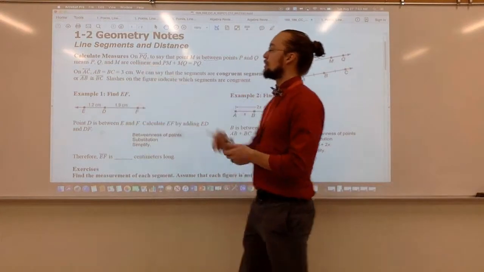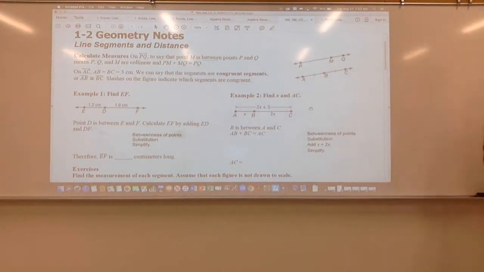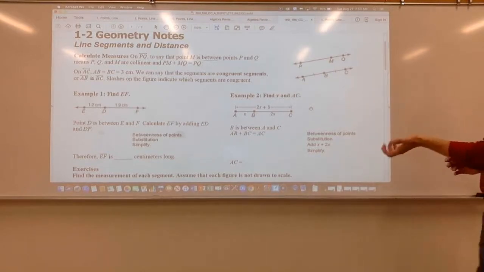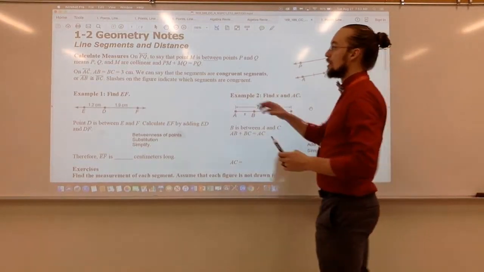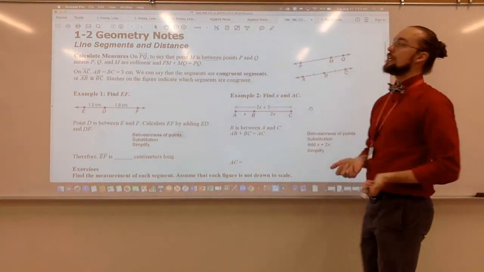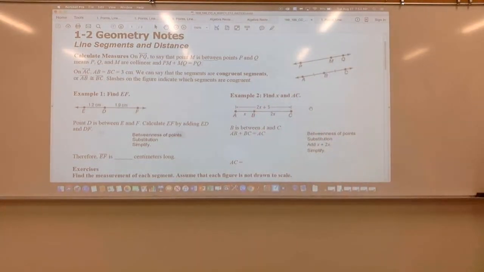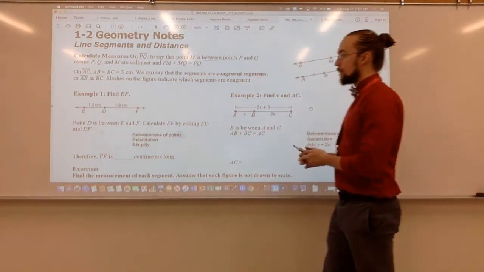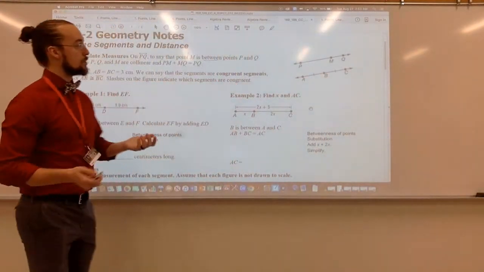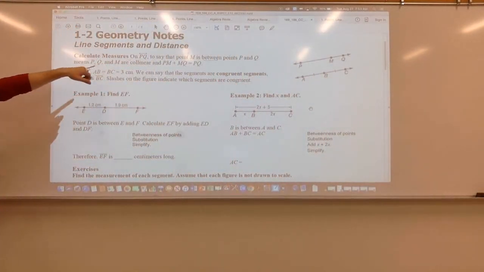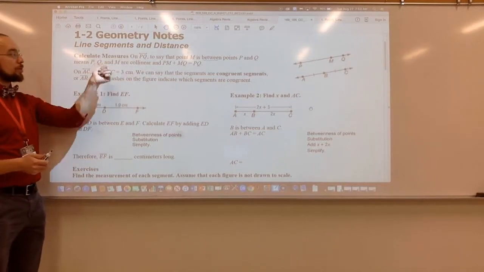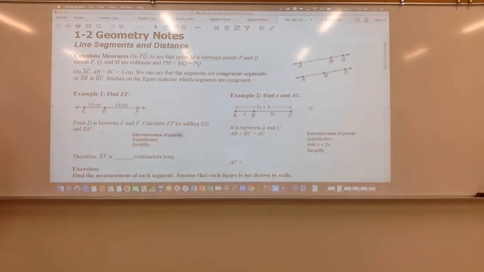We've got some line PQ. Notice that notation. That just means some line that's got a point P on it and a point Q on it. And then we're saying that M is between points P and Q. Well, we can get a few pieces of information out of just that statement. If M is between P and Q, that means all three of them have to be on the same line, first of all. All three of those points are collinear.